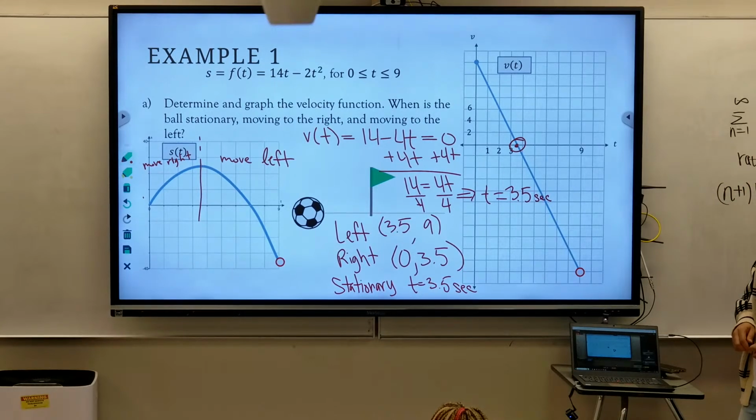All right, so there's a lot that was going on here. Any questions about this part A? We're not going to do part B today because part A is already a lot to first start off with.